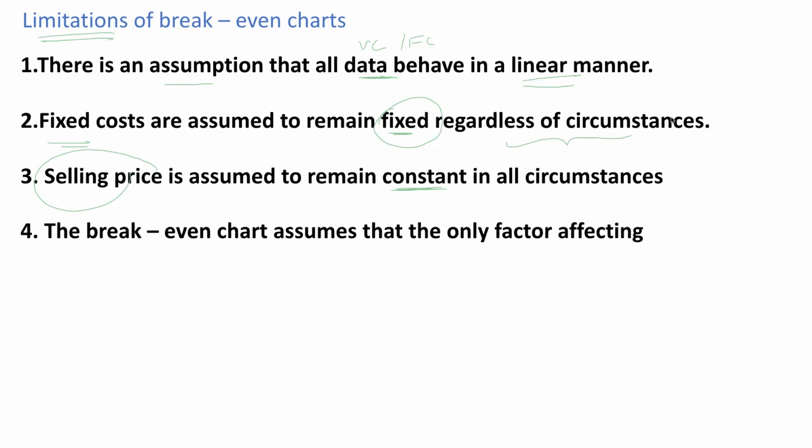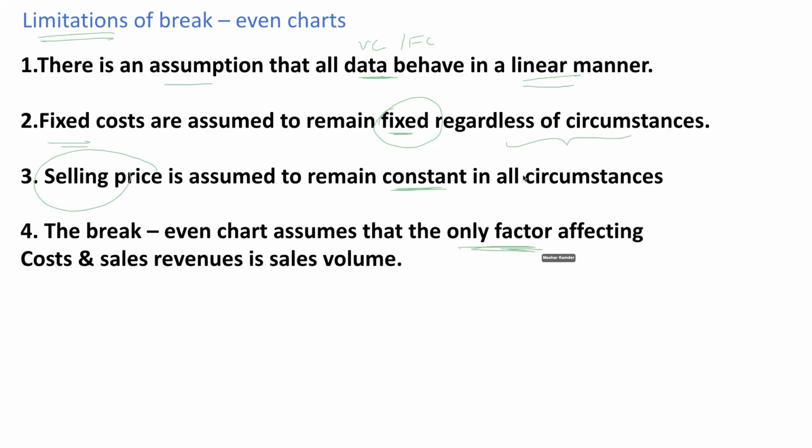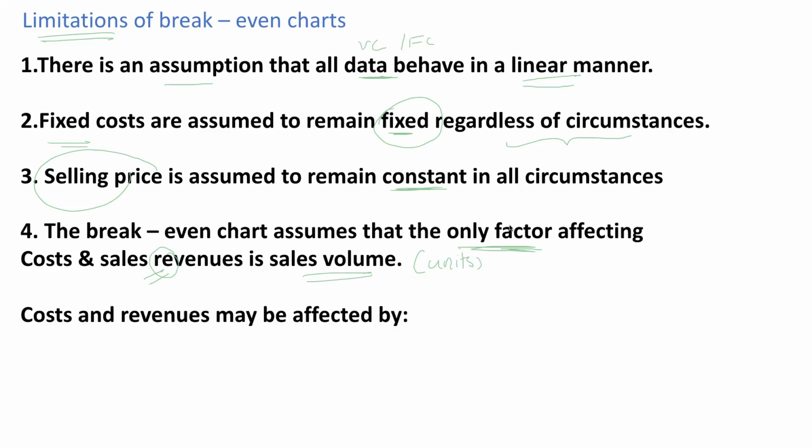Fourth, your break-even chart assumes that the only factor that could affect your costs and sales revenue is the number of units that you produce and sell. However, this is not true. Your cost and revenue can be affected by an increase in output. If you increase the output, the cost may come down. If you increase the output, the sales revenue will increase.